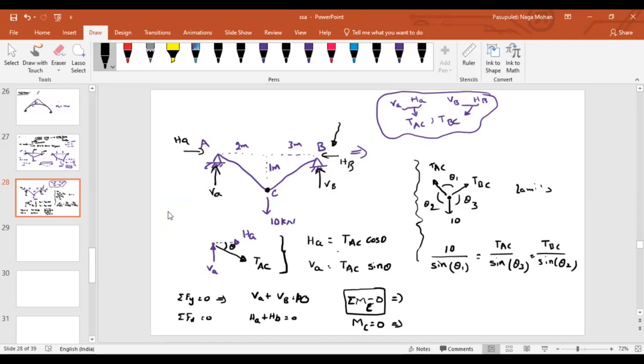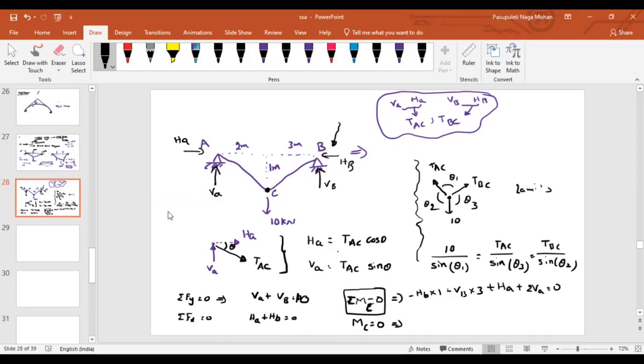from you guys. First of all, tell me about this equation. If I take summation of moments at point C equal to 0, what equation will I get? HB into 1, anticlockwise, so minus HB into 1, minus VB into 3, plus HA into 1, and then plus VA into 2, also clockwise, equal to 0. Yes, sir.